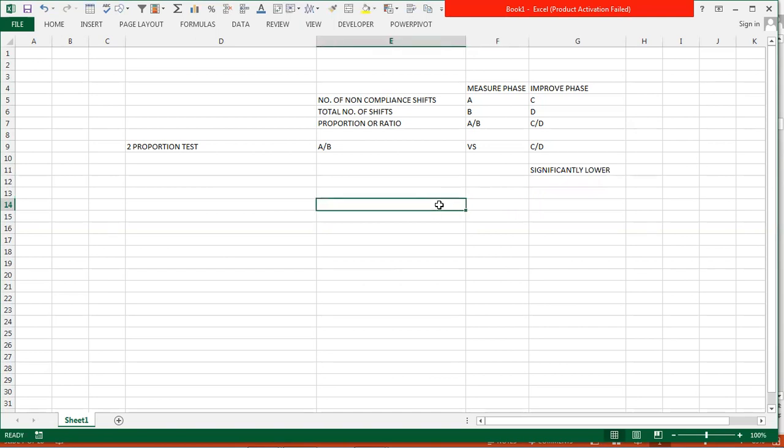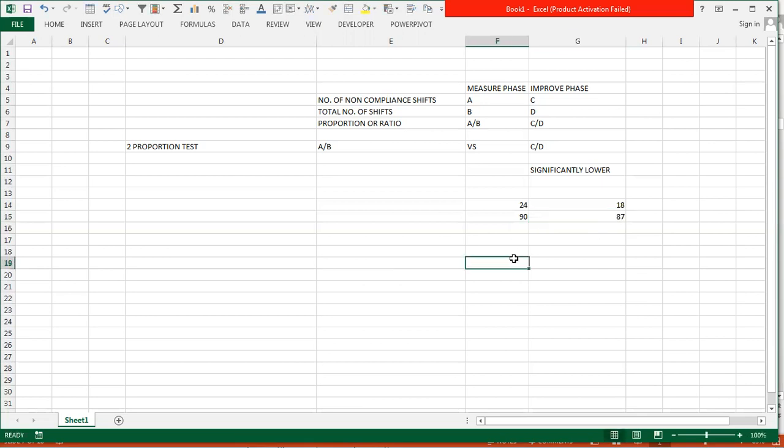Say the number of non-compliance shifts is 24, a random example, and the total number of shifts is 90 in the major phase. In the improved phase, say it's 18, and the total number of shifts is supposed to be 90, but imagine for one day in between they had a festival. That's why they had a holiday, to be very honest, and because of that they had only 87 shifts.